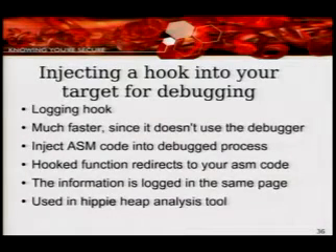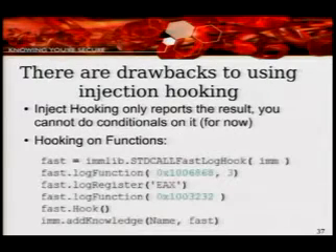There is another type of hooking, which is inject hooking. The inject hookings are a logging hook. They are much faster since they don't use the debugger. You can inject assembly code directly in the function, and it's redirected to your code. The information is logged in the same memory page, so it's pretty much faster. The heap analysis tool uses this feature. However, injection hooking has some drawbacks. For now, you can only report the results and cannot do conditionals with it.